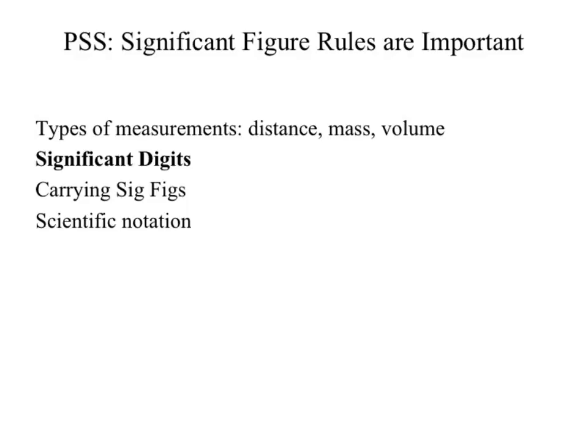So in this chapter, we've got a couple things that they're talking about. Types of measurements, significant digits, which you will learn to hate or love, depending on your opinion. Carrying sig figs, so once we know what our significant digits are, how do we use them and manipulate them, and then some scientific notation stuff.